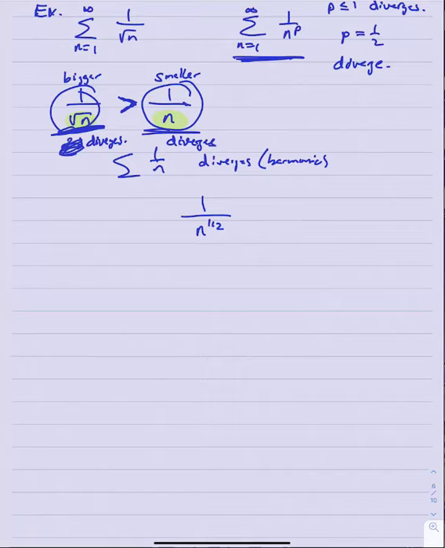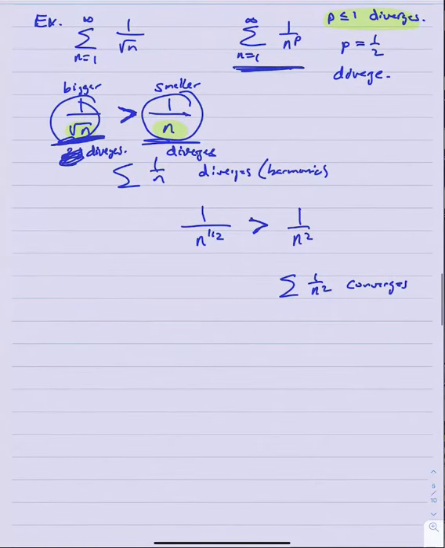Now, notice something here. There are all kinds of traps you can fall into. Which one of these two is bigger? Well, when n is bigger, n squared is bigger than n to the 1/2, which means 1 over n squared is smaller than 1 over n to the 1/2. Okay, what do I know about the series 1 over n squared? I know that converges. As we said up here, the p-series diverges if p is less than or equal to 1, but it converges if p is bigger than 1. Okay, that means this series converges.